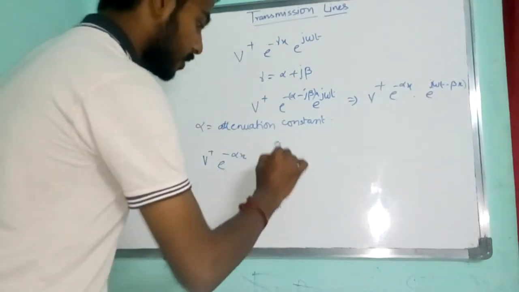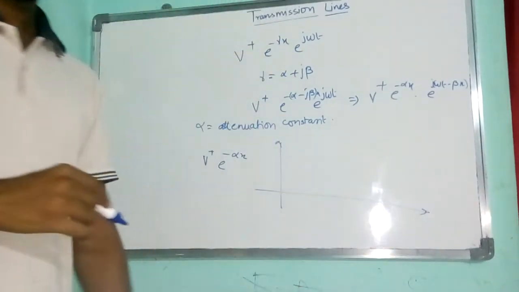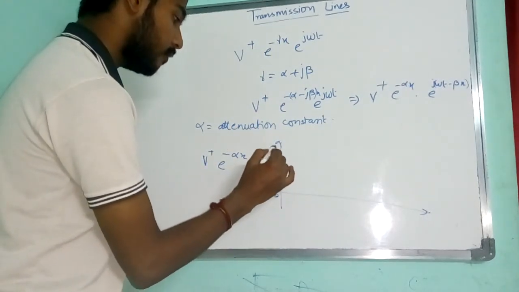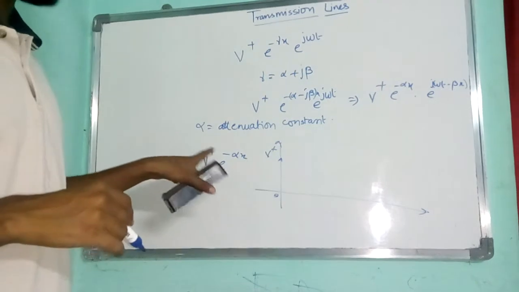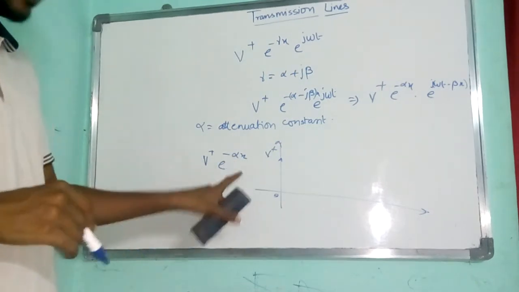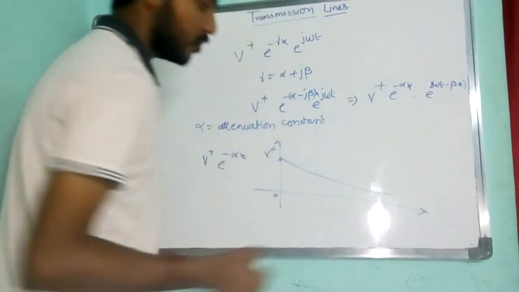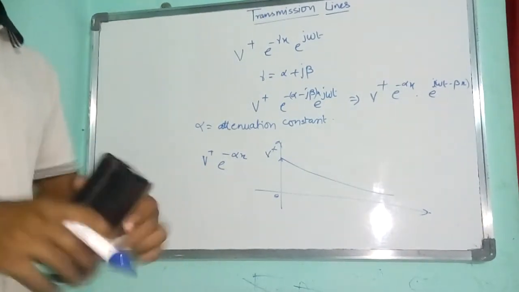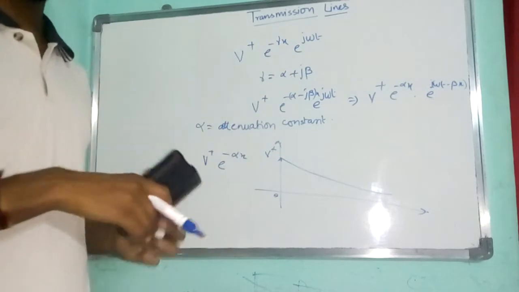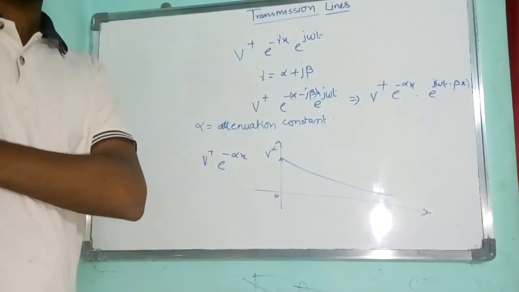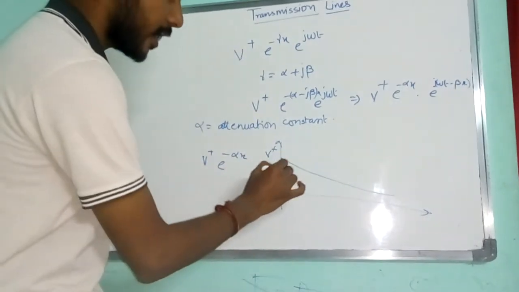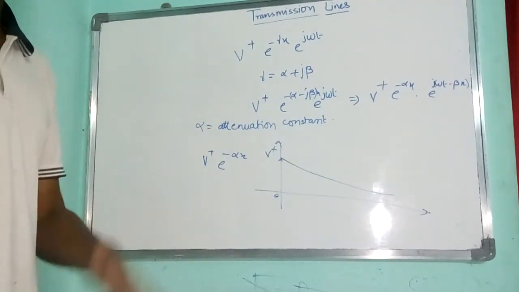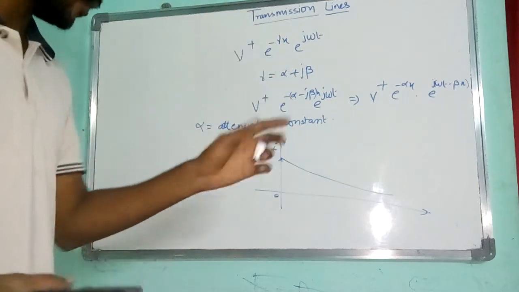If you consider this graph, when x equals 0, my amplitude is V plus, and it starts from here as a decaying function, e power minus alpha x, so it starts to decay. That means the amplitude I have given at the generator side is not entirely reaching the load impedance side. It is slowly decaying and tending to 0 at some point. Okay, it won't be exactly 0, but it tends to 0.